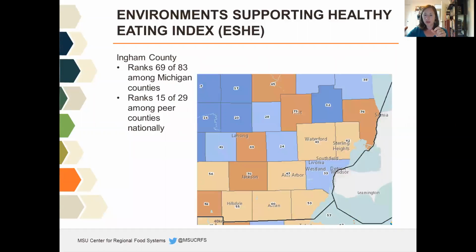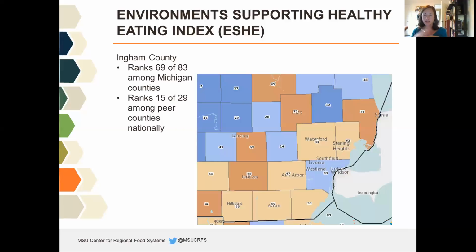The other thing that this tool does is provide a ranking among what they call peer counties. It takes a certain number of demographic information points about a county, like distribution by age, median income, distribution by race, ethnicity, things like that, and then develops a list of counties across the country that have a similar demographic profile, and then provides a ranking within that set. So again, going back to Ingham County as our example, it ranks 15 of 29 among peer counties nationally.